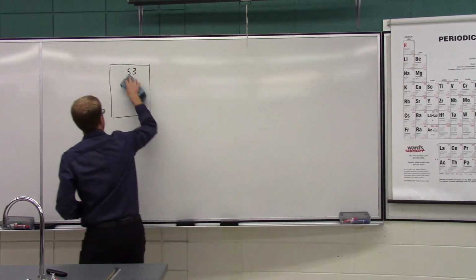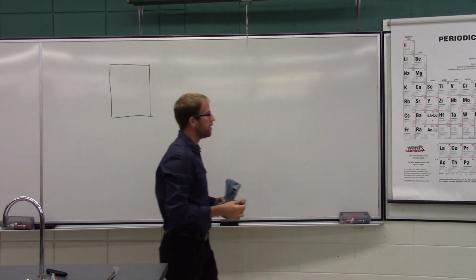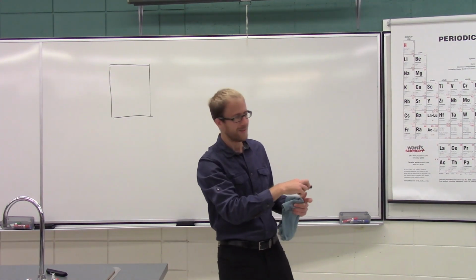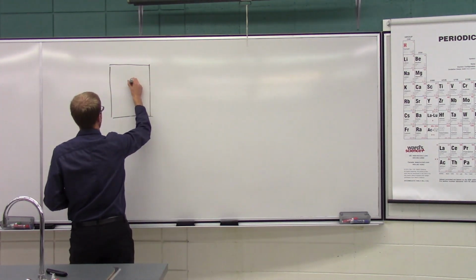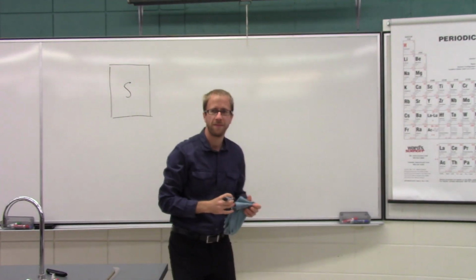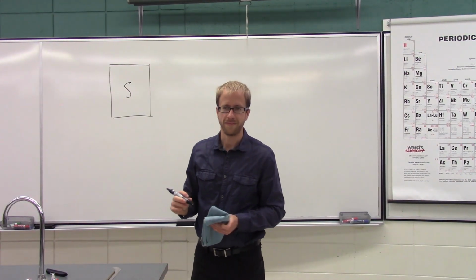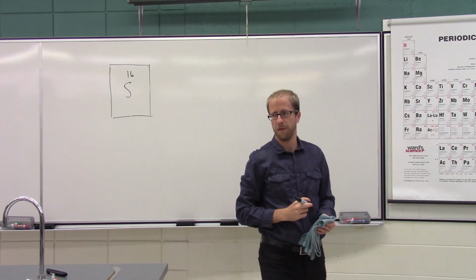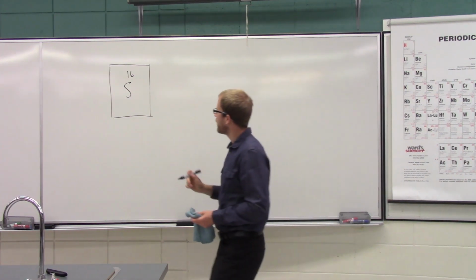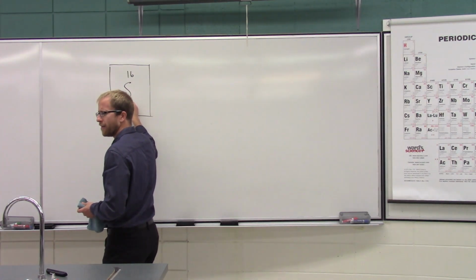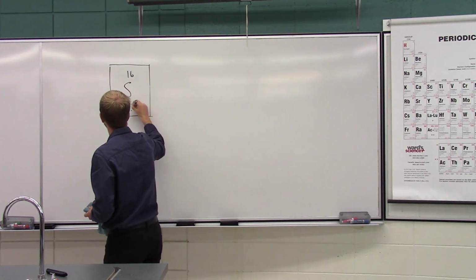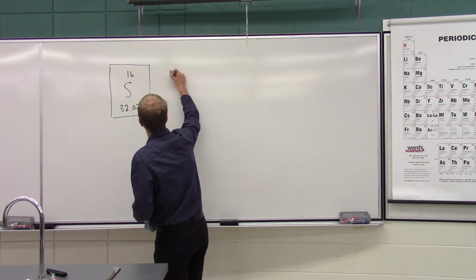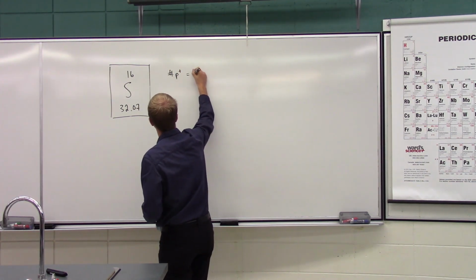So someone give me another element. I'm going to pick on somebody here. Give me another element. Sulfur, sure, sounds good to me. Sulfur, what is the atomic number of sulfur? 16? Does everyone agree? Yes? What is the mass of sulfur? 32.07. So what is our number of protons? 16. That's right, it is the atomic number, so it's 16.